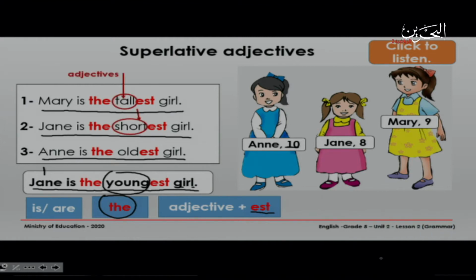Let's go back to our examples. Look at the first one. We have here the adjective tall, and here short, and here old. What did we add to the end of the adjective to make it superlative? We added E-S-T.